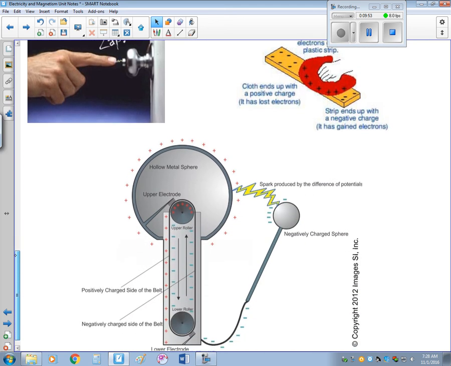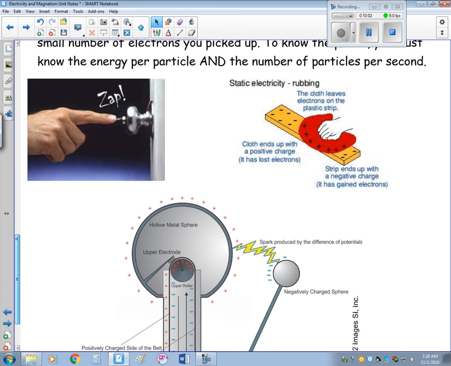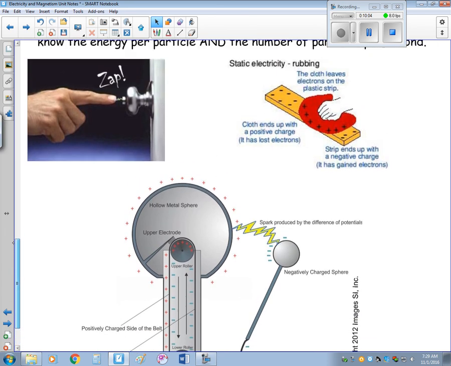Before we get to that, here are some graphics showing you how you can pick up static electricity. Again, a lot of it comes from rubbing. You're ripping electrons from one object and placing them on another. And then you can produce some static electricity.